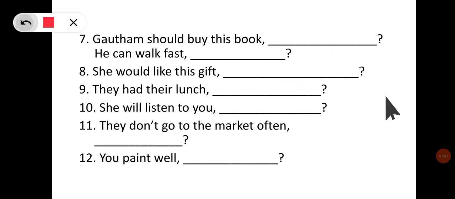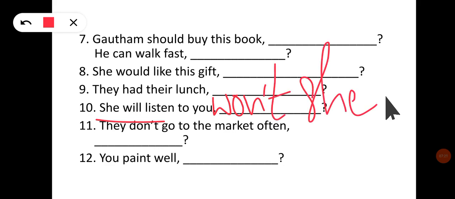Next one. She will listen to you. This is where most of the students make mistakes. How do you change will into negative? You cannot say will not. Okay. So when you change will into negative, you will get this one, won't. Okay, she is already given, so you can say won't she. Next one.